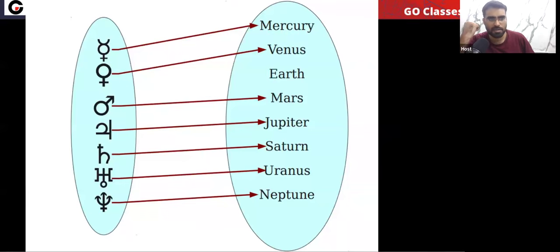Very simple. Tell me, is this an injective function? Look at this function and tell me, is this injective? Can I say different elements have different images? Yes, this is injective. Yes or no? So this function is injective.